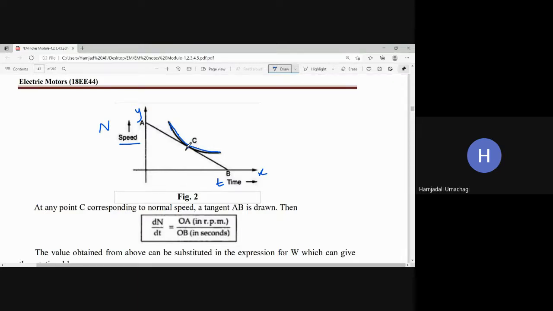If I consider any point C and draw the tangent AB, then dN by dt is the rate of change of speed. The y-axis is dN and the x-axis is dt. So the ratio dN by dt is, if this is the origin O, equal to the distance OA divided by the distance OB. Do you agree?